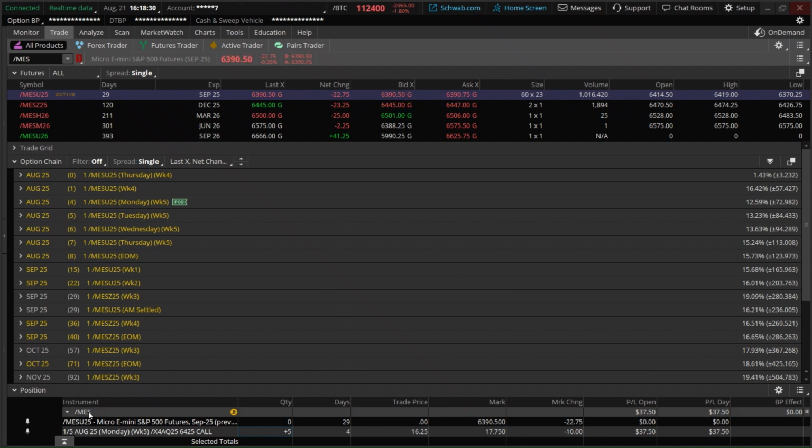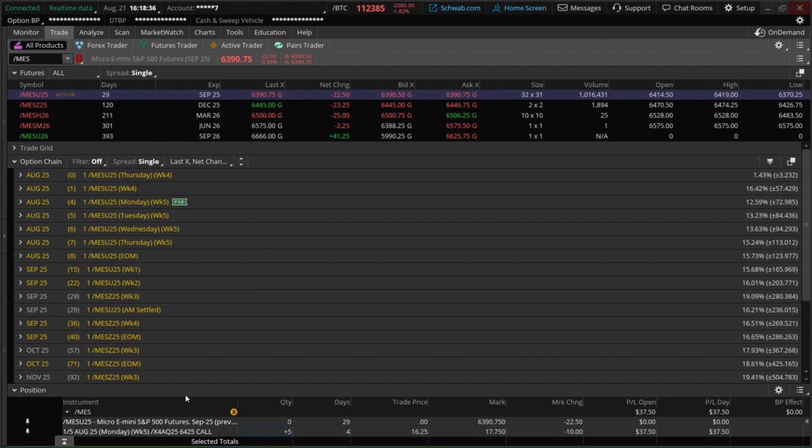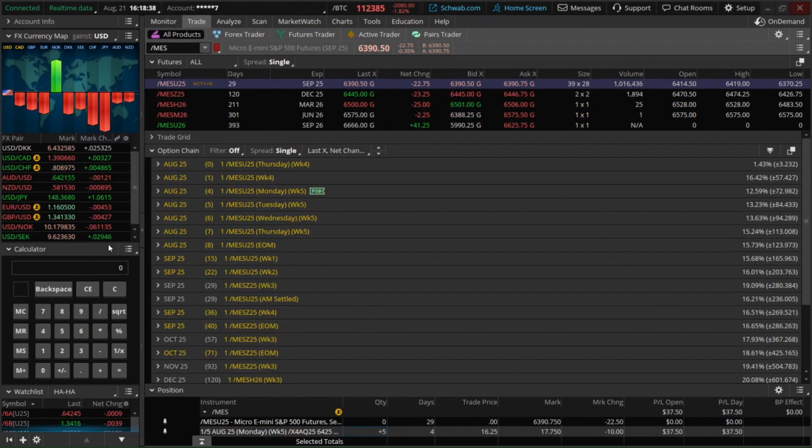So here in the description, it says 1/5. So 5 is the multiplier. So to get the cost for those 5 contracts, I need to take my entry price of 16.25, multiply that by 5, as that is the multiplier for this specific product. That means one contract is actually valued at $81.25. And I've picked up 5 of these contracts.